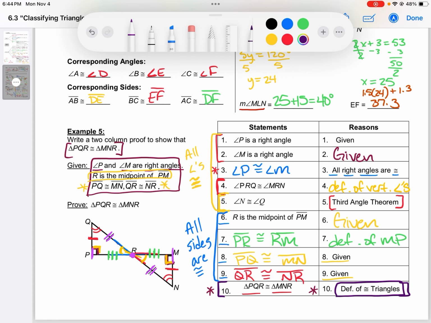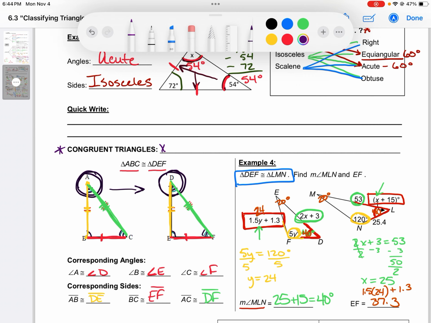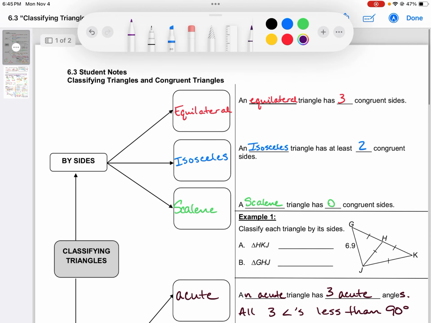And there is just one last little part that I missed, and that is pretty important: the definition of congruent triangles. So let's bump back up and fill that in real quick. Congruent triangles are two triangles that have exactly the same shape. Not only that, they have the same size. And by that, they have the same sides and angles. Two triangles that have exactly the same shape and size, and by that means the sides and the angles.